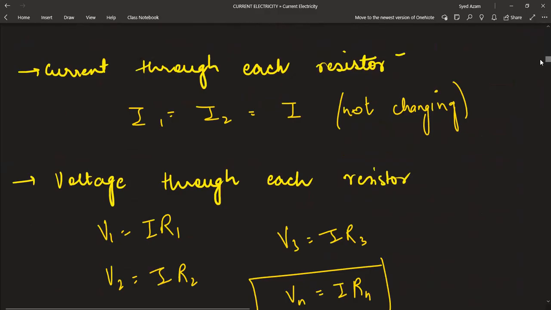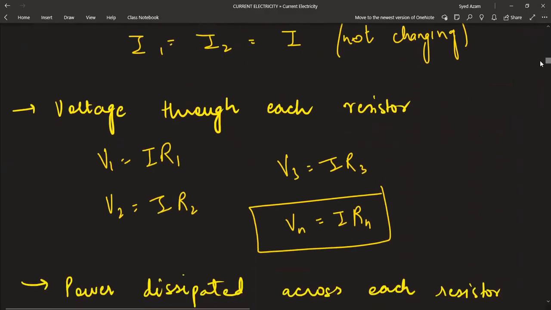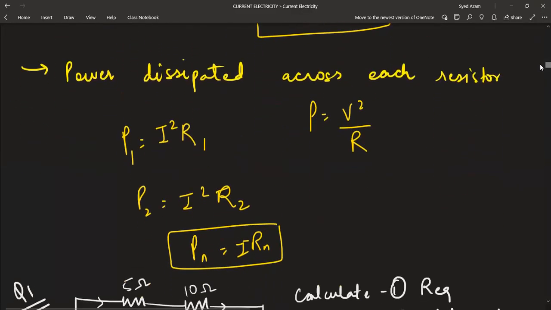So whatever is the current of the circuit, just multiply it with the respective resistance, you will get the voltage of that particular resistor. For the total voltage, you require the total resistance. But for the individual voltages, just take the individual resistances. And sometimes power dissipated across each resistor is also mentioned. So see, you have the formula P is equal to V square by R, but it's better in the series combination if you use the formula I square R. Why? Because current is going to remain the same in this circuit.